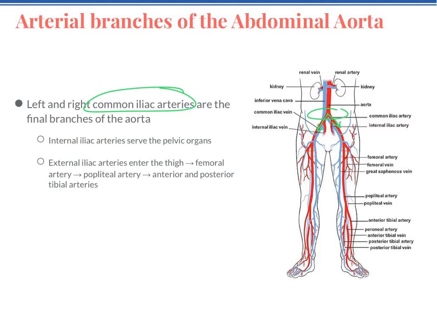Okay, and once it travels down into each leg, it does the exact same branches basically as the veins did. So you reach your femoral artery at the top of the thigh. I'll do it on this side. Once it hits your knee area, it is known as your popliteal artery. And then it turns into your anterior and posterior tibial arteries in your lower leg.